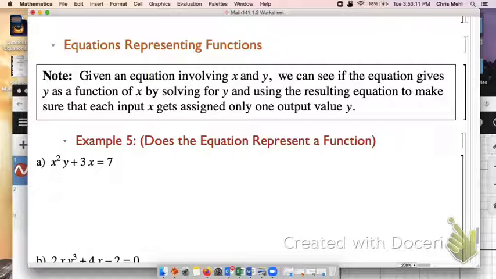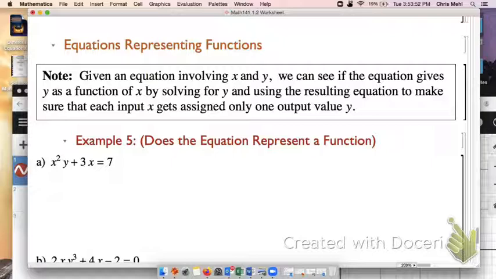We did talk about how to determine the symmetries, and we saw how to determine symmetries of functions, but now I want to talk about how to determine if equations represent functions. I'm going to do this rather quickly. The video is already on 77 minutes, but just make sure you read this note. Given an equation involving x and y, you can see if the equation gives y as a function of x by solving for y. Okay, so each of these equations you're going to solve for y, and then looking at that equation, use the resulting equation for y to make sure that each input x gets assigned one and only one output value, y.